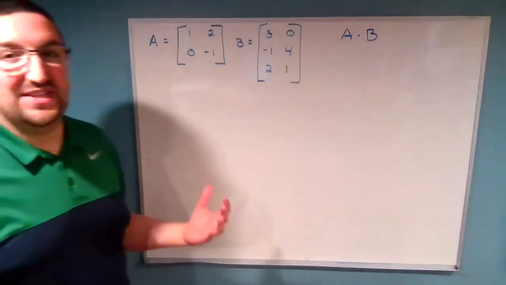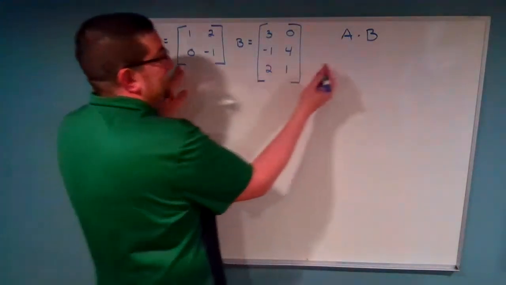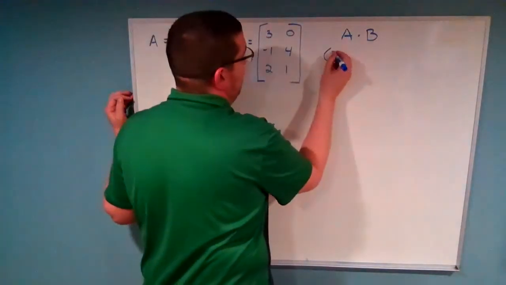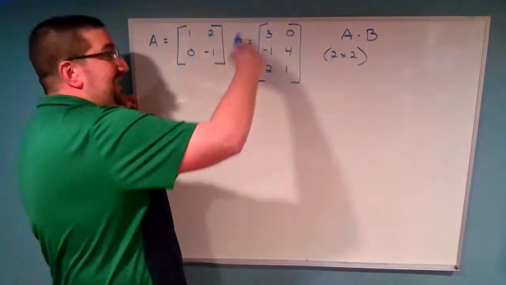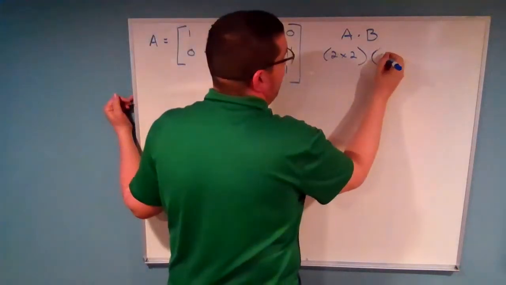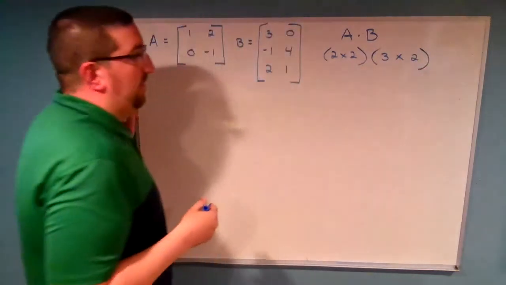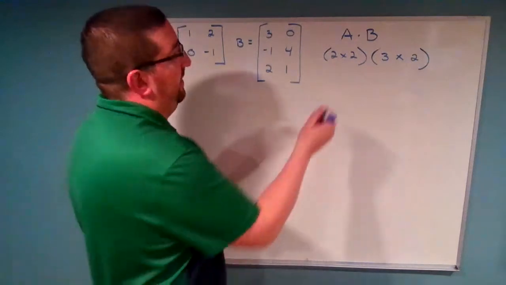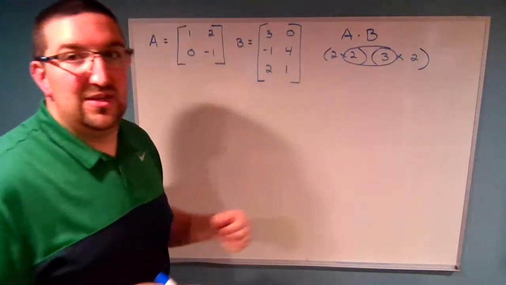Now we have to first see if we can do it. Do the dimensions line up? All right, matrix A has 2 rows, 2 columns. It is a 2 by 2 matrix. Matrix B has 3 rows, 2 columns. So matrix B is a 3 by 2. In order for our matrices to be able to be multiplied together, they have to have the same inside dimensions.